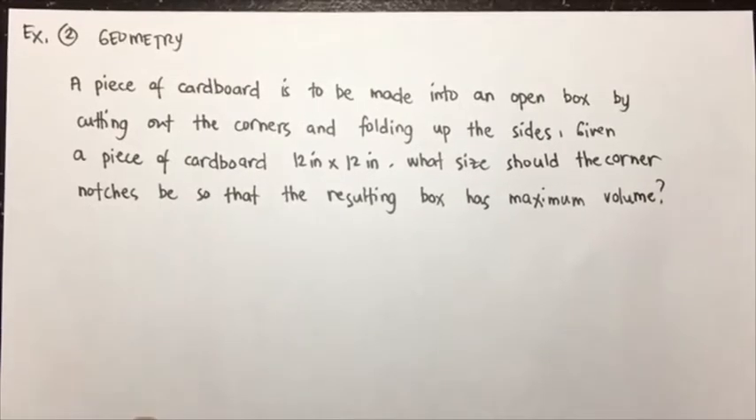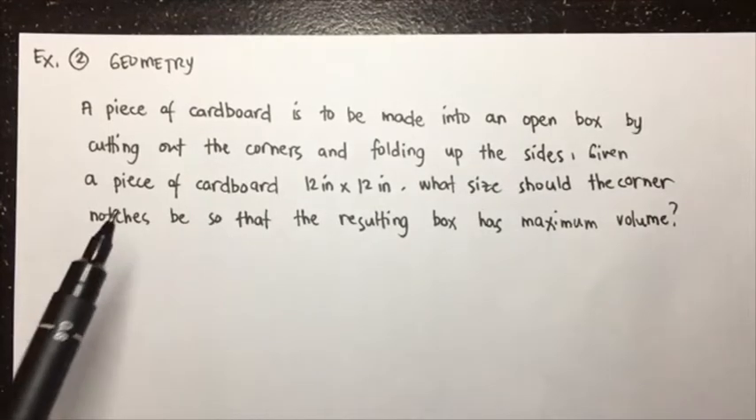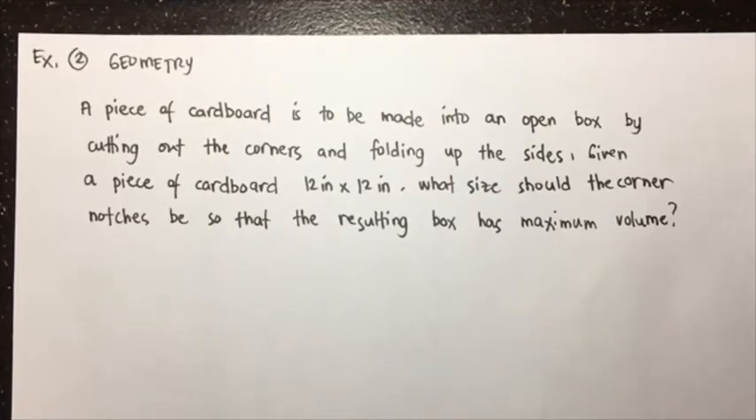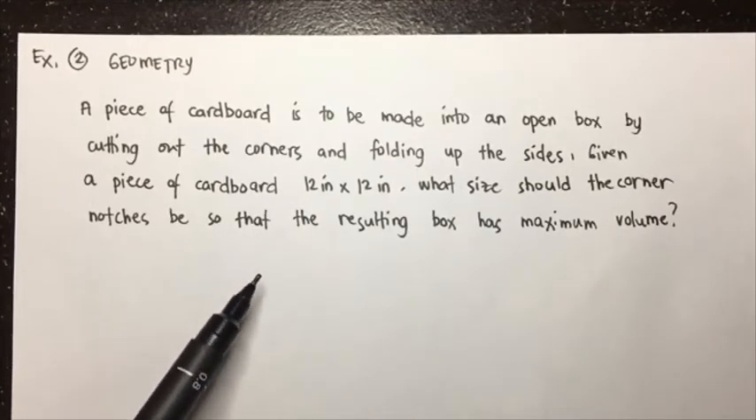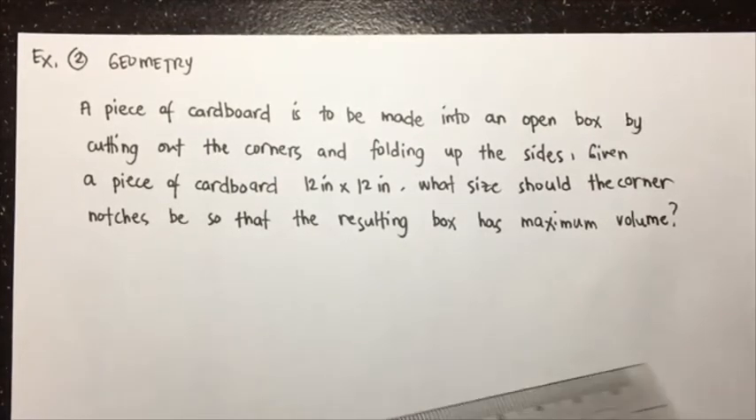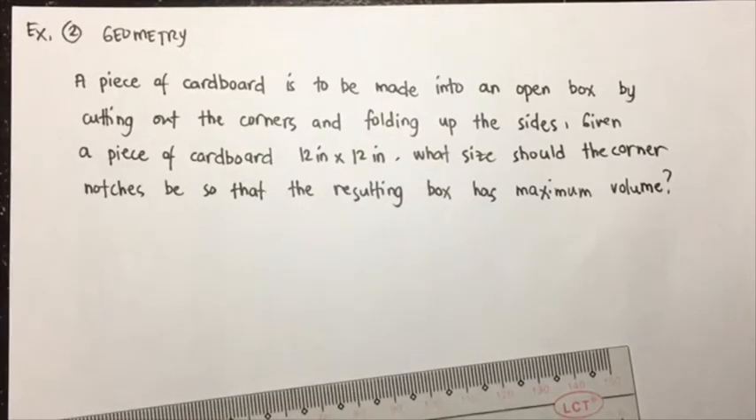For our second example, we have this geometric problem. A piece of cardboard is to be made into an open box by cutting out the corners and folding up the sides. Given a piece of cardboard 12 inches by 12 inches, what size should the corner notches be so that the resulting box has maximum volume? This is a maximum volume problem. We are given a piece of cardboard, and its dimensions are 12 inches by 12 inches, meaning it's a square.